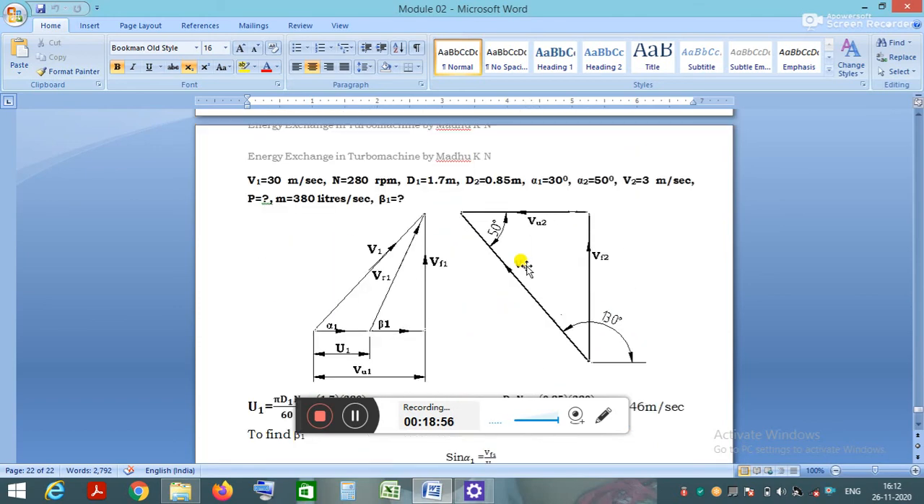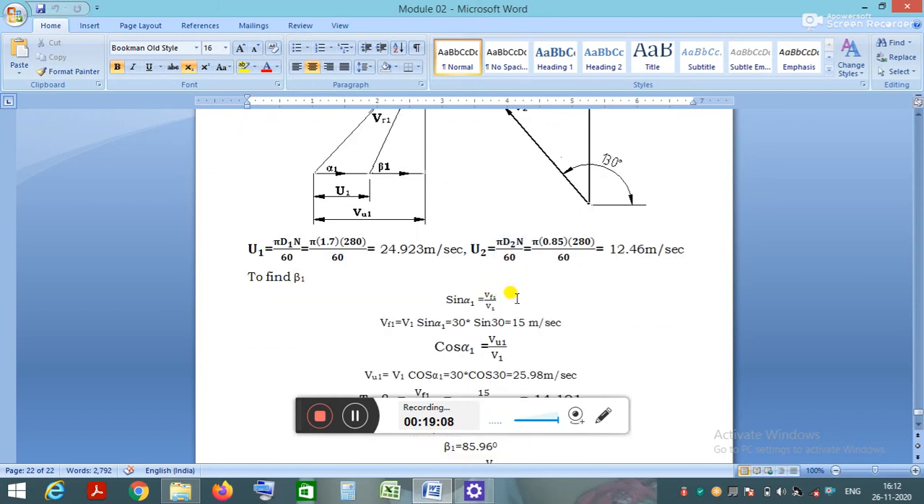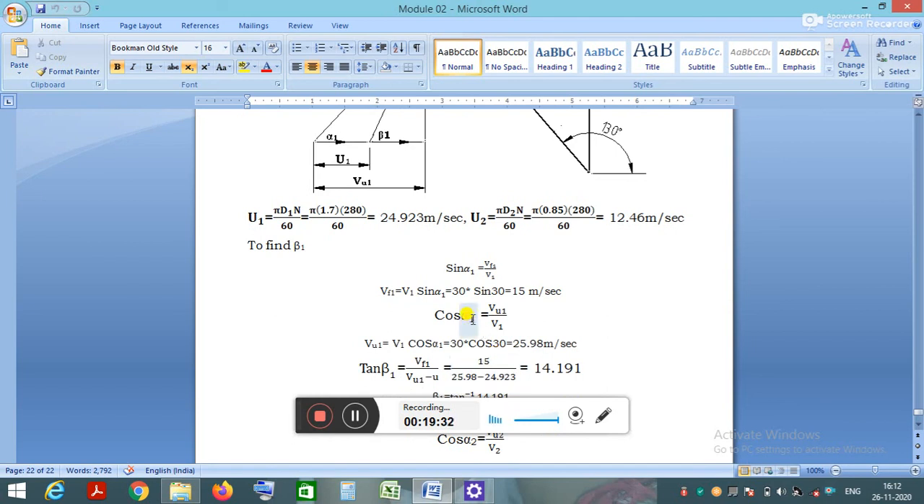First, what he asks us to find is the power developed. To find power developed, we already found u1 and u2. We need to find out v suffix u1 and v suffix u2. To find v suffix u1, that is the tangential component at the inlet, we have cos alpha 1 equals v suffix u1 by v1, because adjacent by hypotenuse. v1 is already given, and he has given cos alpha 1 also. We can find out v suffix u1.